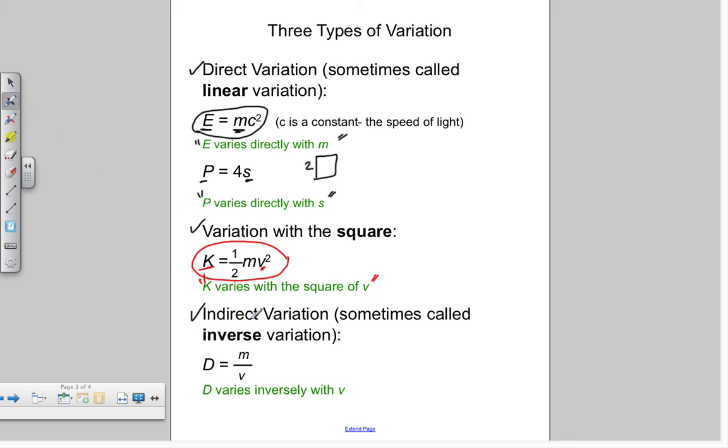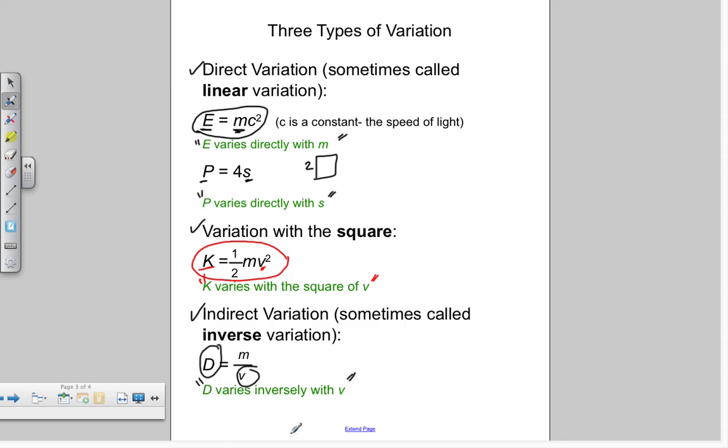Okay, our final one is called indirect variation. This is going off of what the hyperbola was, that family. Sometimes called inverse variation. This one, we're looking at D and V as our two variables. M is going to be filled in with a constant, like a slope or something. So what we would say is that D varies inversely with V. D depends on what V is, and because V is in the denominator, that's how we know it's going to be inverse variation. So D varies inversely with V.